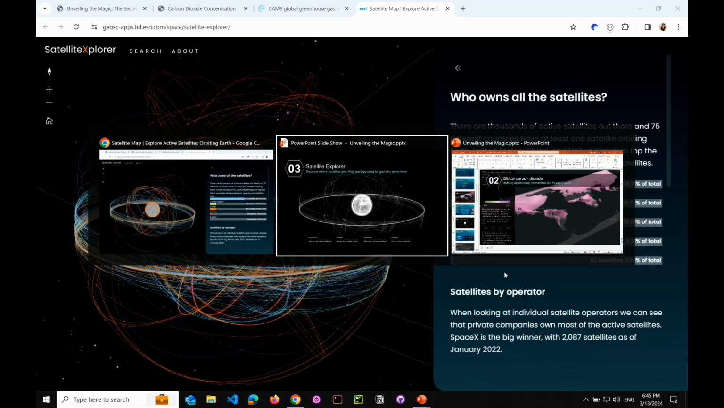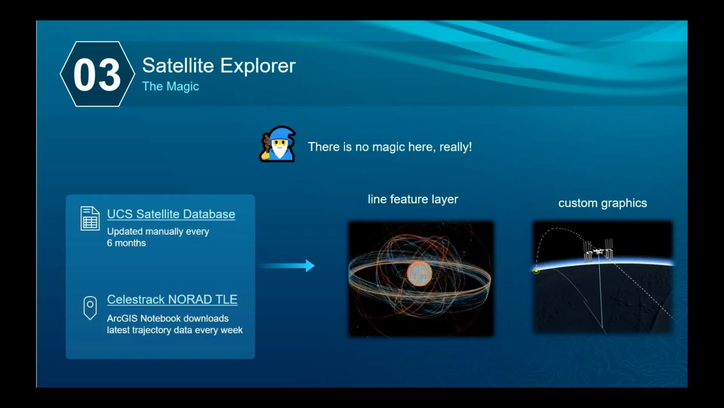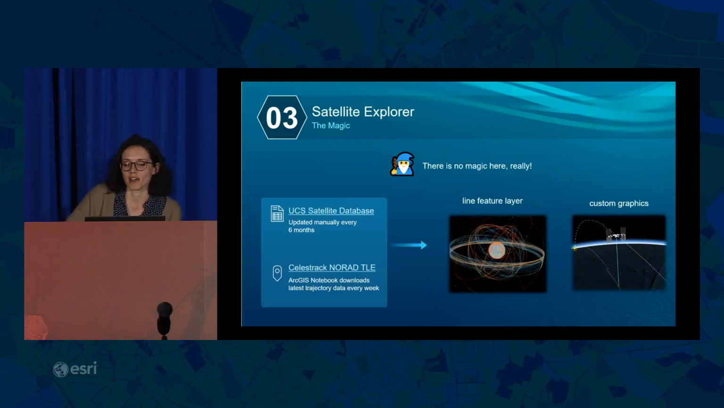So what's the magic behind this app? Well, actually there is no magic. It's just plain old feature layers. What I had to do here was to make sure that I'm optimizing them. So for example, I generalized the hell out of these lines just to make sure I don't have redundant vertices and so on.